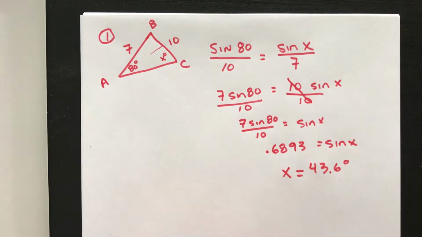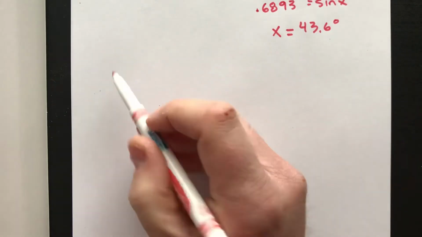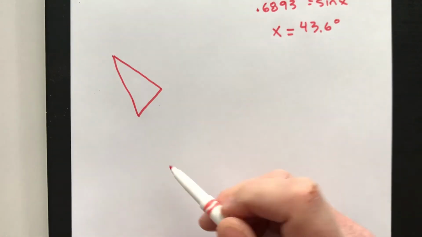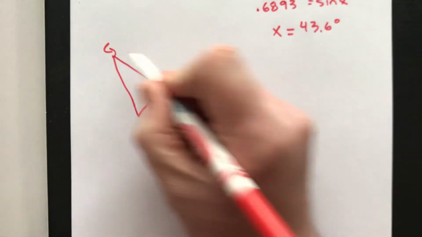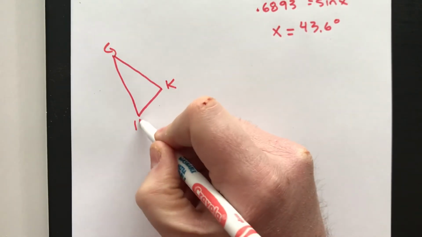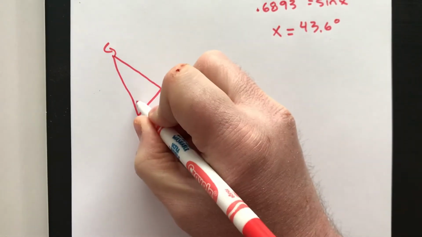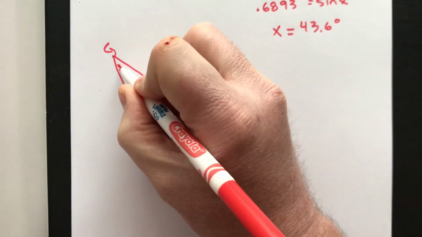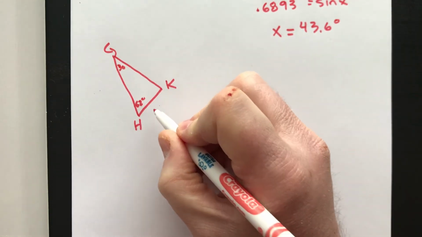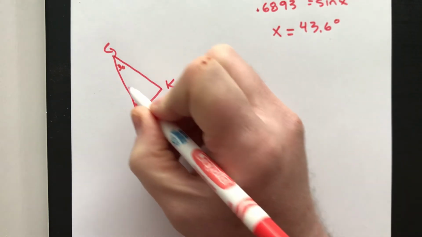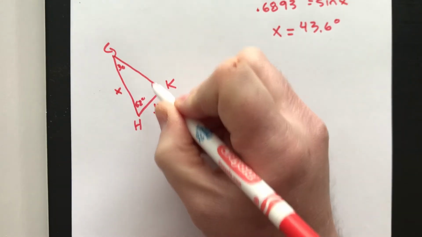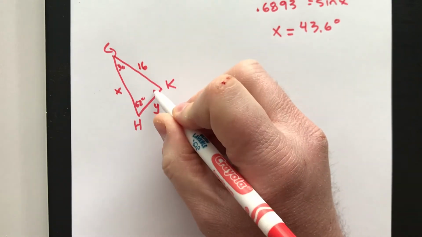So now for problems 2 and 3, we're using the same model. And they give us this triangle. It looks something like this. All right. And this is G, K, H. They tell me that this is 62 degrees. All right. They tell me that this is 30 degrees. And this is Y. And this over here is X. Well, we can solve for that other angle, right? Oh, and they tell me this is 16. We can solve for this other angle.